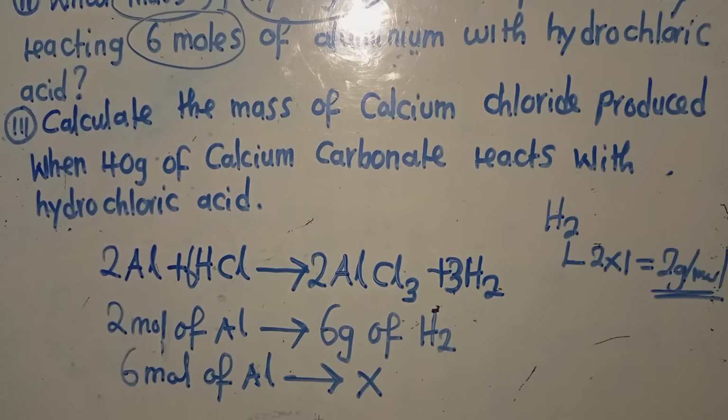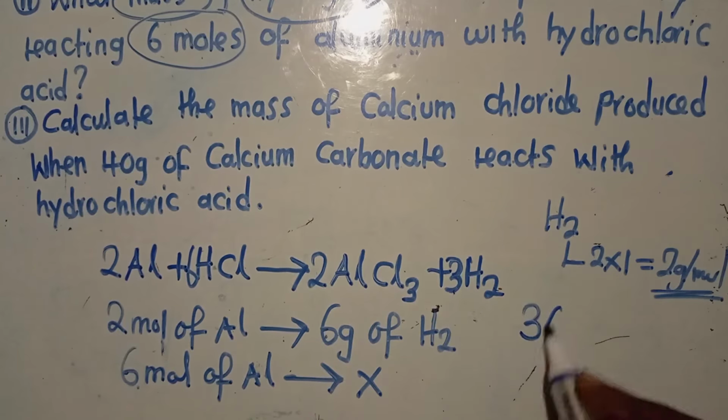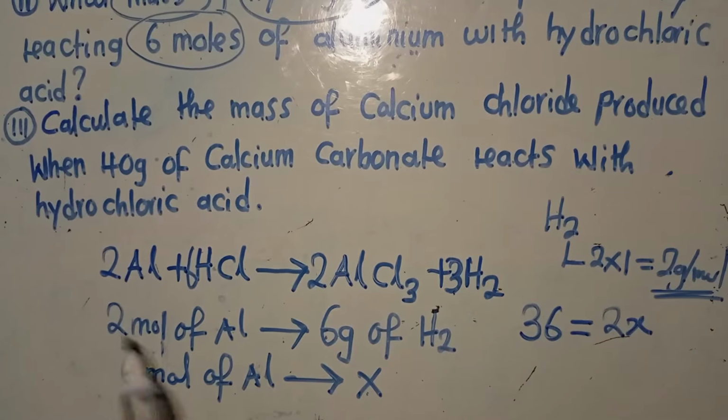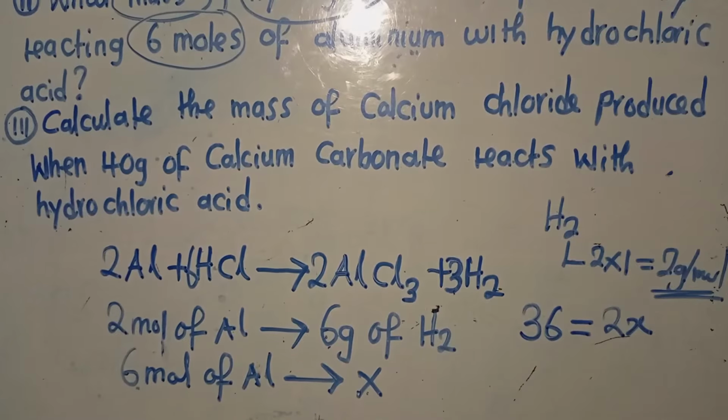First one was mole to mole. This is mass to mole or mole to mass. That's one and the same. So what I'm going to do here, I'm going to cross multiply. So I'll say 6 times 6, I'm going to get 36, which is equal to 2 times x. I'm going to get 2x. Have you seen? 2 times x, 6 times 6. So then I divide by 2, I also divide by 2. This and that cancel out. The answer I'm going to get, x is equal to 18.